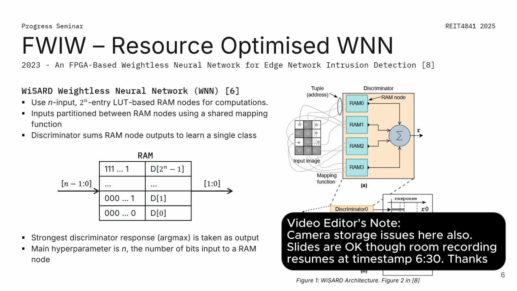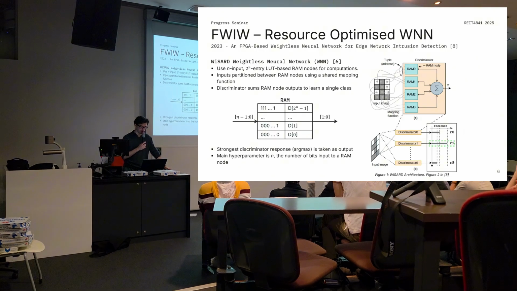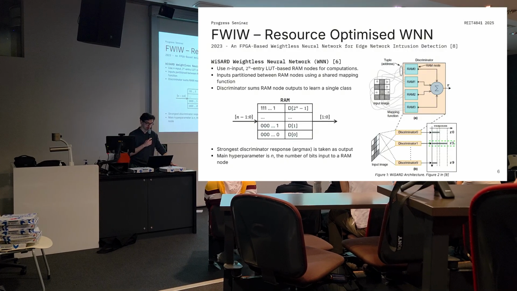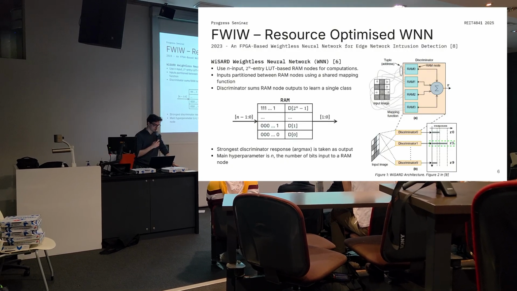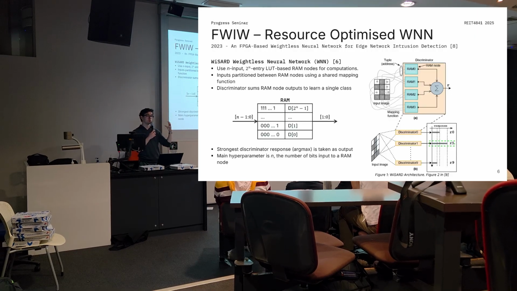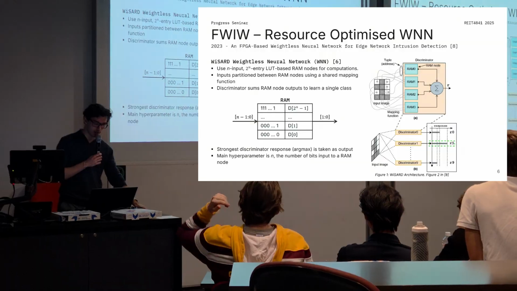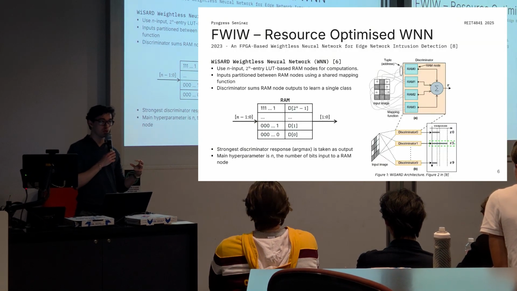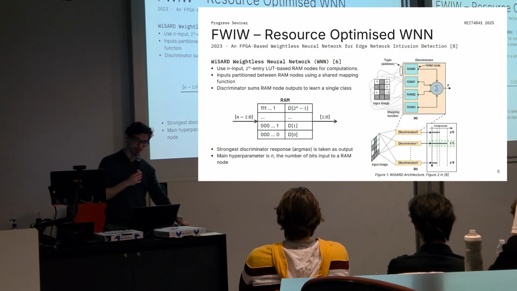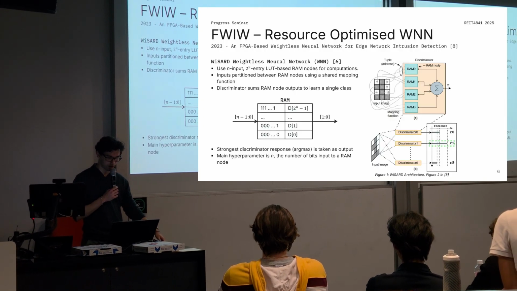So instead of multiplication operations, you do these table lookups. So you have a RAM node, like what I'm showing here. You have n inputs, and then you have 2 to the n entries inside, and that gives you a result. And what you do is you combine a bunch of those and sum them together using a pop count method, and then that is one of your discriminators. You combine a bunch of these, you do some really funky routing to map everything to the individual RAM nodes in these discriminators, and then you're going to get a result.